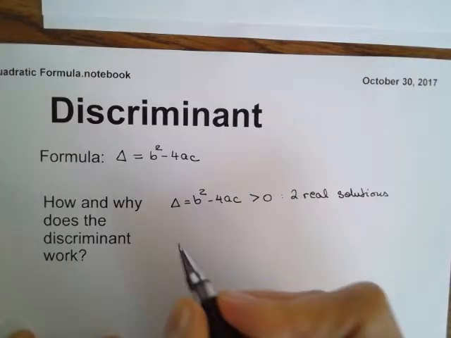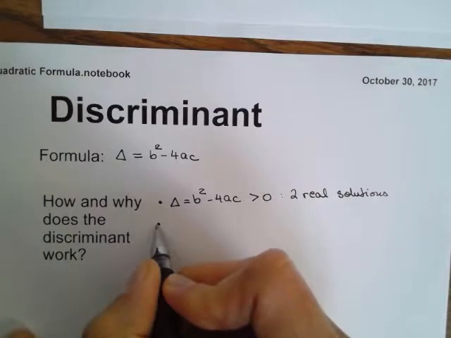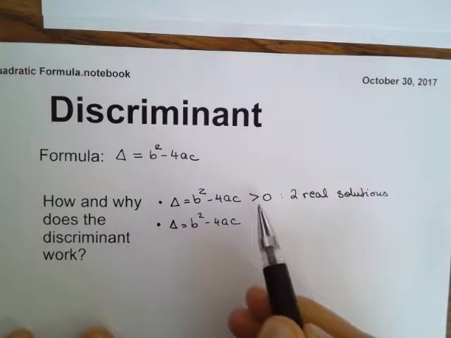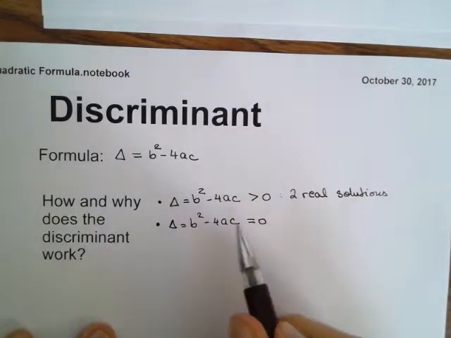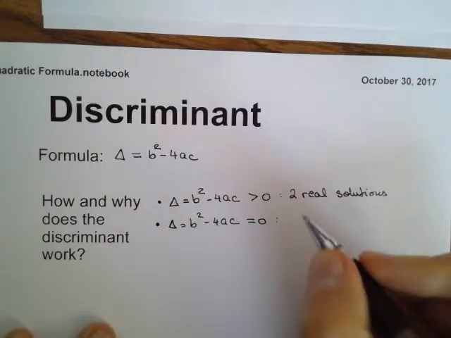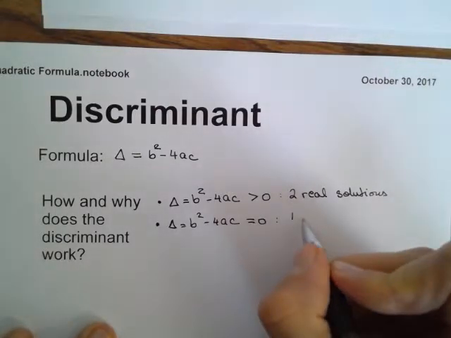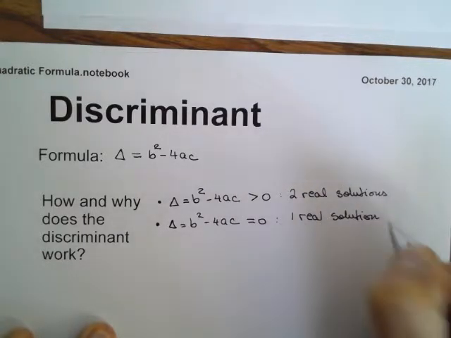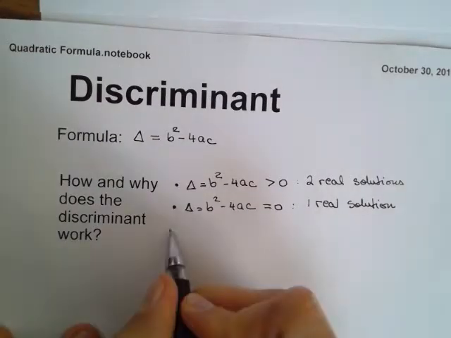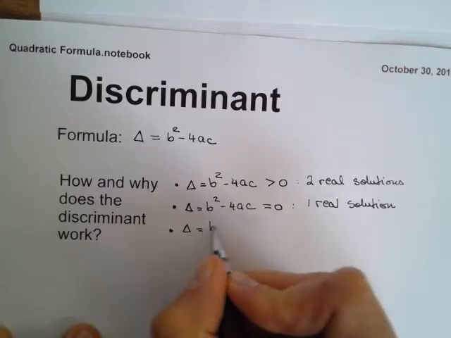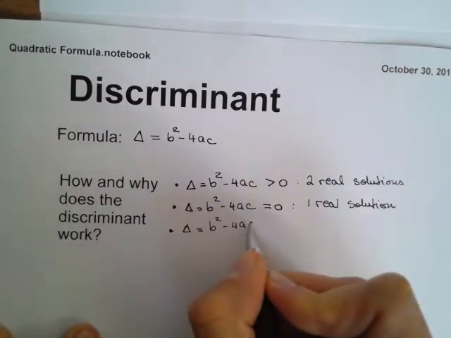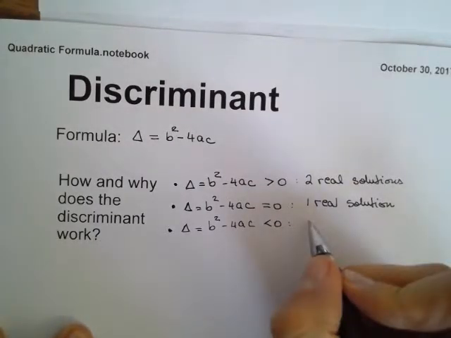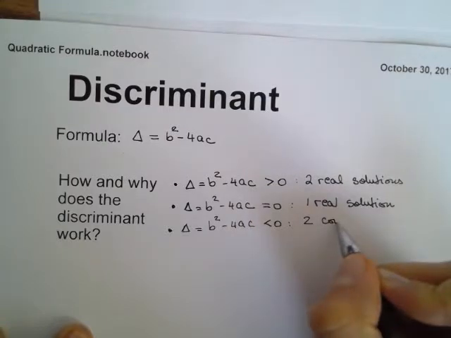Next, if the discriminant, which is b squared minus 4ac, besides being positive, can also equal 0. So what if the discriminant equals 0? That means that the quadratic equation has one real solution. And finally, a third possibility is for the discriminant to be negative. What that means for the solution is that the quadratic equation has two complex or imaginary solutions.